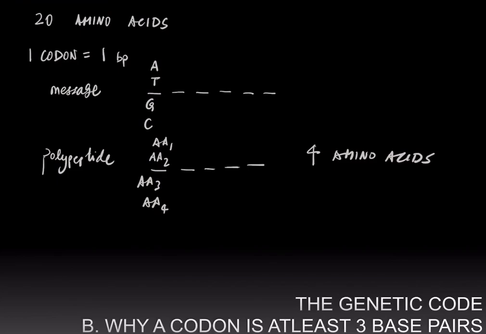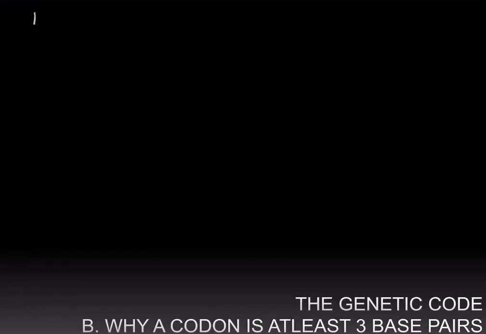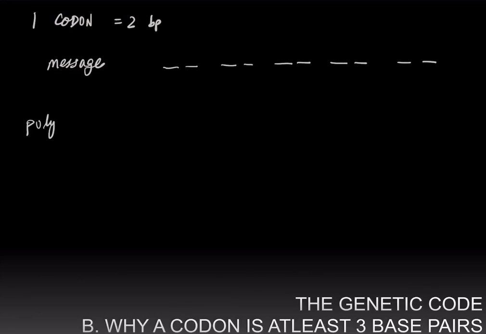So what happens if 1 codon is 2 base pairs or 2 nucleotides? In that case, if we have a message of this sort, then the polypeptide will be like this.